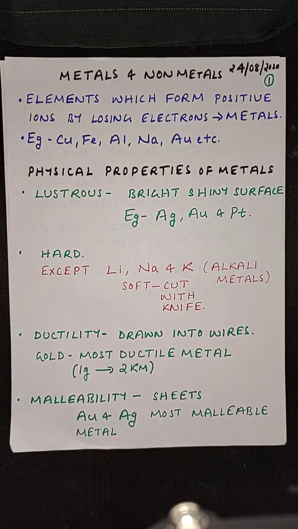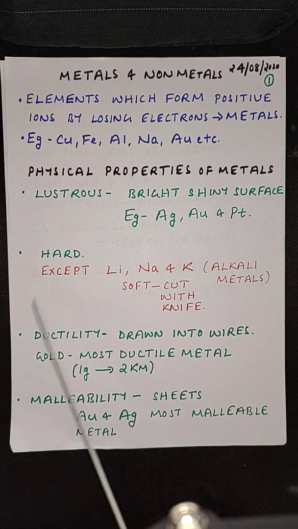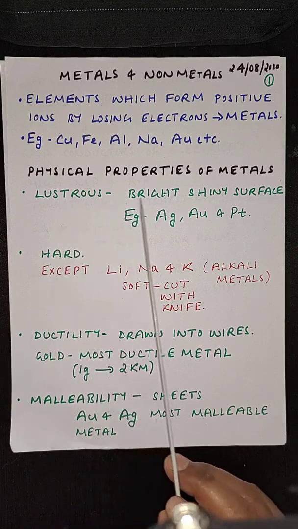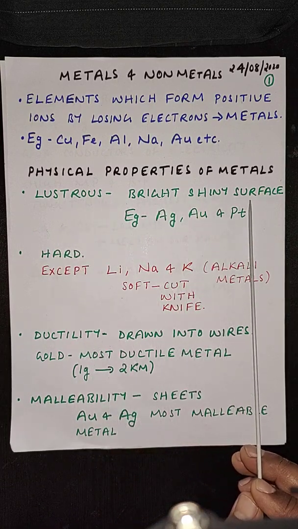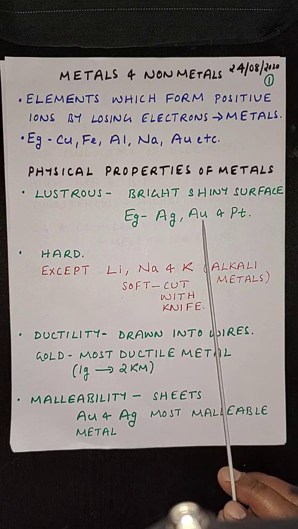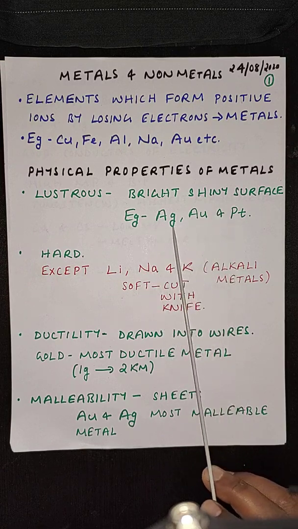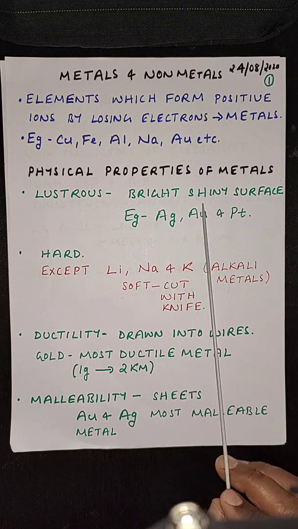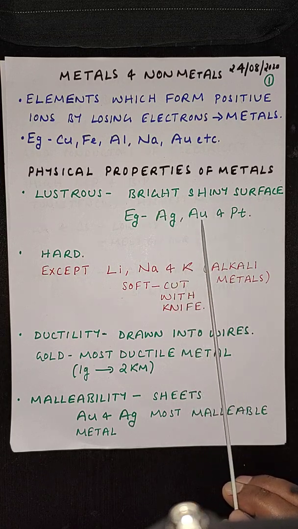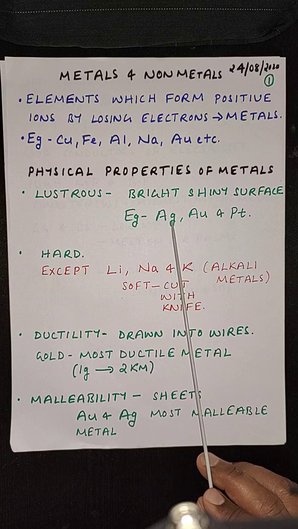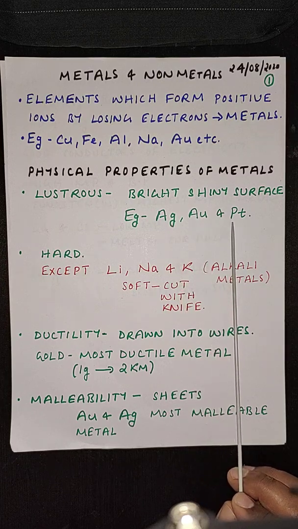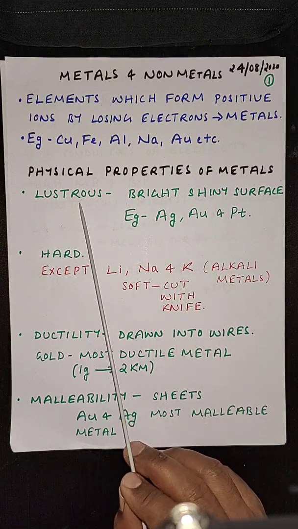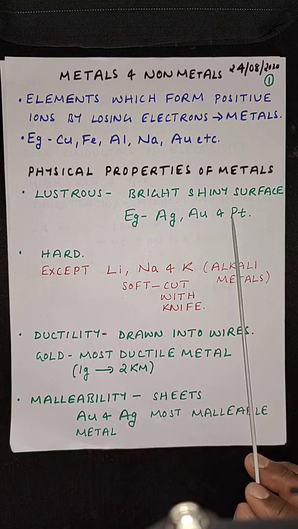Now, let us learn about physical properties of metals. Metals are lustrous, meaning they have a bright, shiny surface. There are a few examples which are mainly identified for this bright and shiny surface. It is also used in ornaments. That is silver, gold and platinum. Because of their lustrous nature, one of the reasons they are used in ornaments.